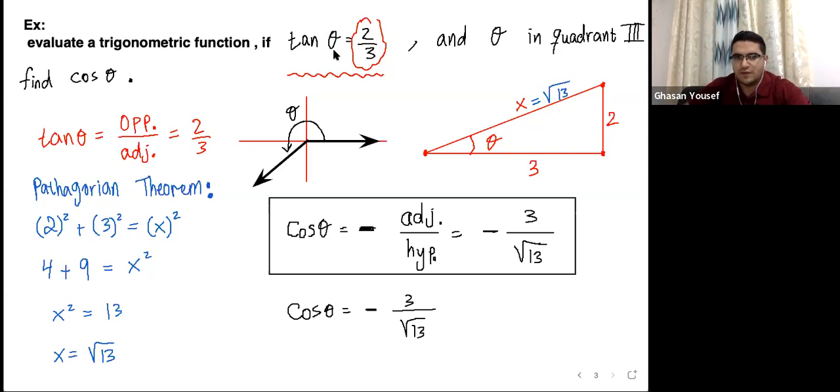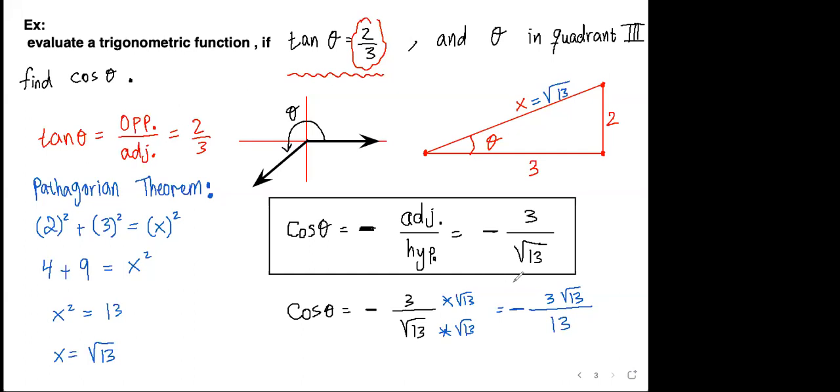You can multiply both sides by square root of 13, like this, square root of 13. So you get the answer as 13. Whatever you need, it is fine. And you can keep the answer like this, 3 over the square root of 13. Any question for this example?